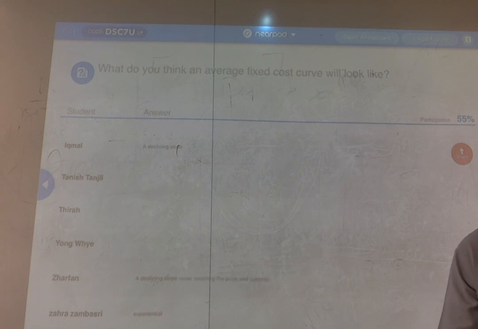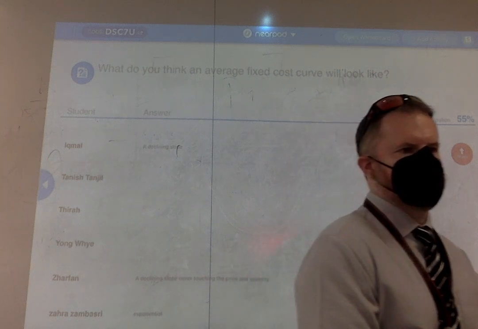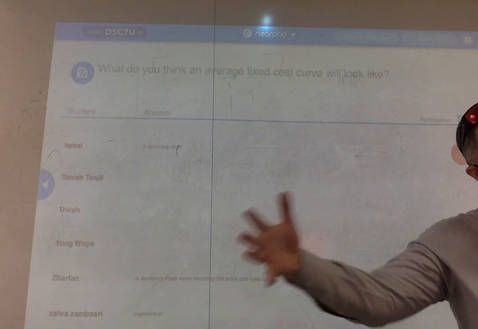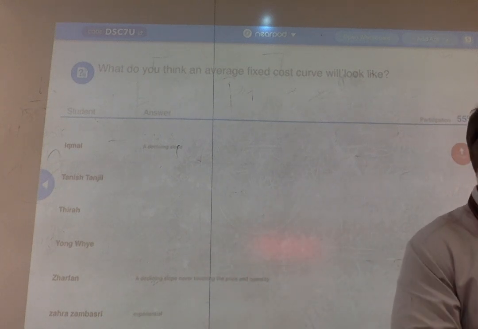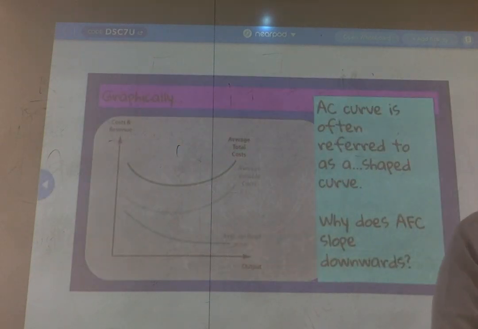But then the more quantity that you have, the percentage per quantity of that fixed cost is lower. Well overthought, but yes. In essence, what you're doing as you increase your output is spreading a fixed cost over greater numbers. Yeah, that's it. Well done. Graphically, look at that.